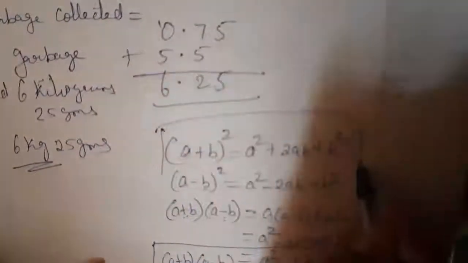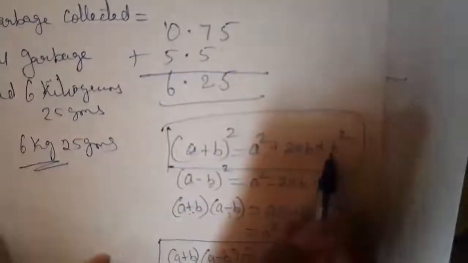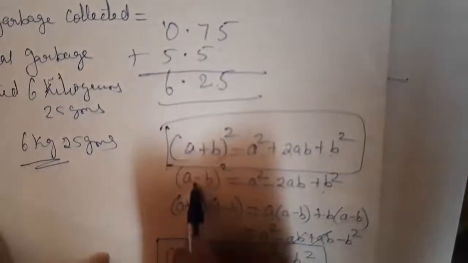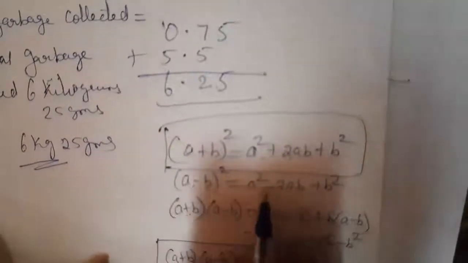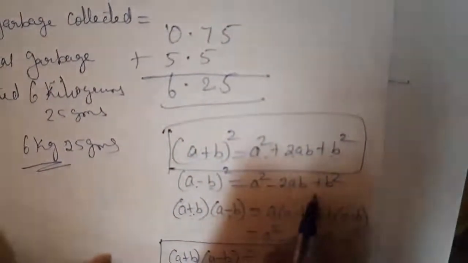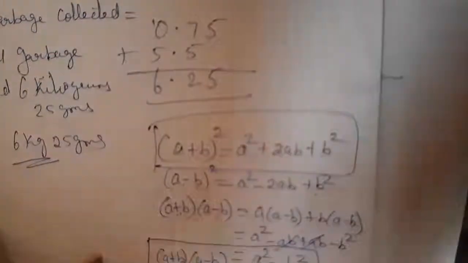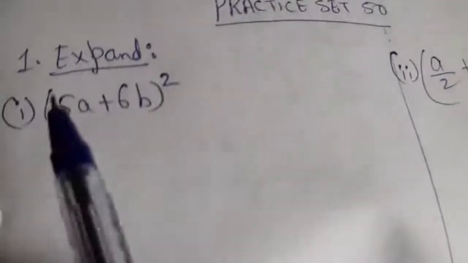Hope you have understood, children. This is the first formula you can understand: a plus b the whole square is a square plus 2ab plus b square. Second is a minus b the whole square is a square minus 2ab plus b square. Okay. So the first question, children, expand, practice set 50. Expand the first one, 5a plus 6b the whole square.